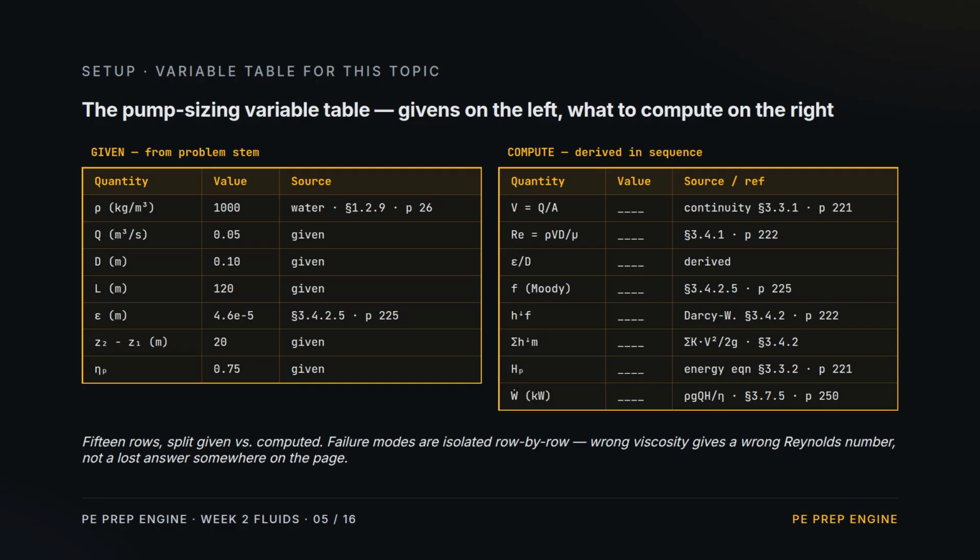The variable table is the densest in the course. 15 rows, givens and computed values. 7 are given by the stem. Density, flow, diameter, length, roughness, elevation rise, and pump efficiency. The other 8 are computed in sequence. Velocity, Reynolds, relative roughness, friction factor, Darcy-Weisbach head loss, minor losses, then pump head, and finally shaft power. Fill the table, and the answer falls out.